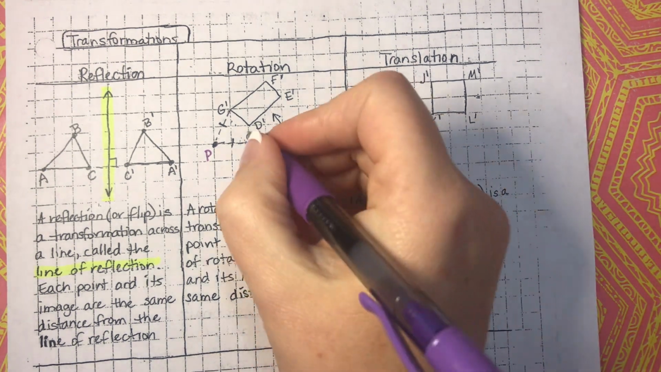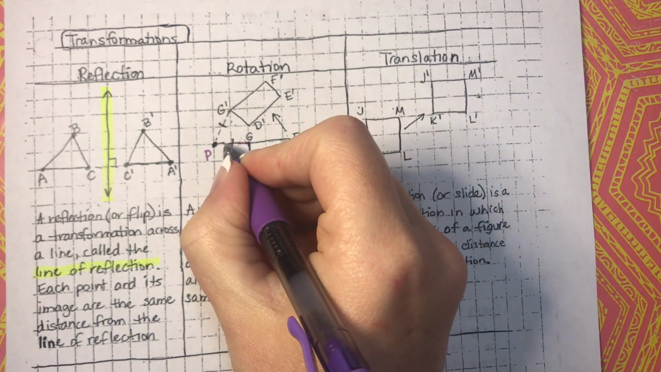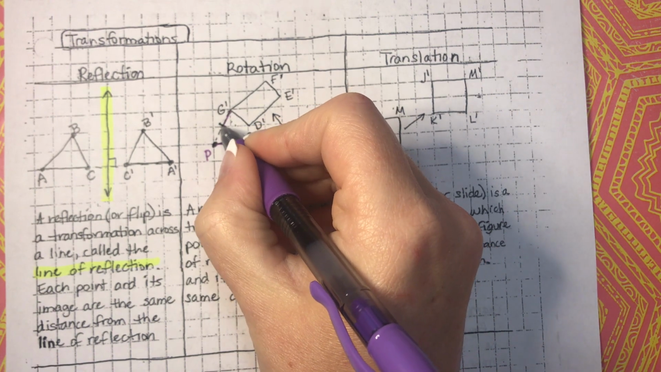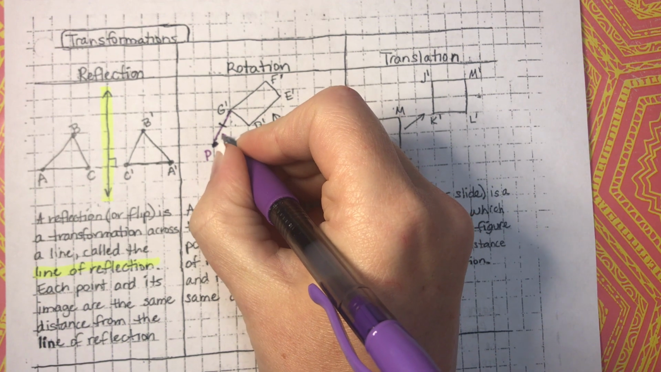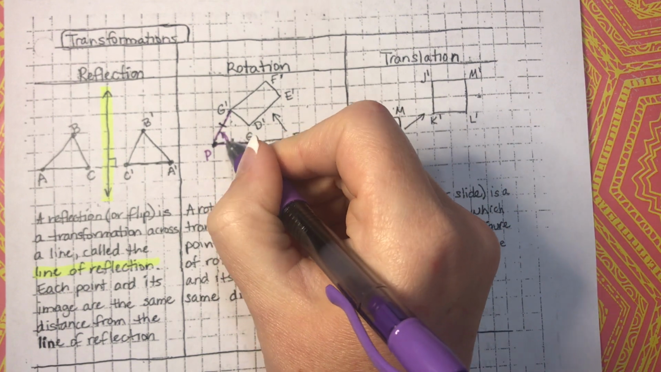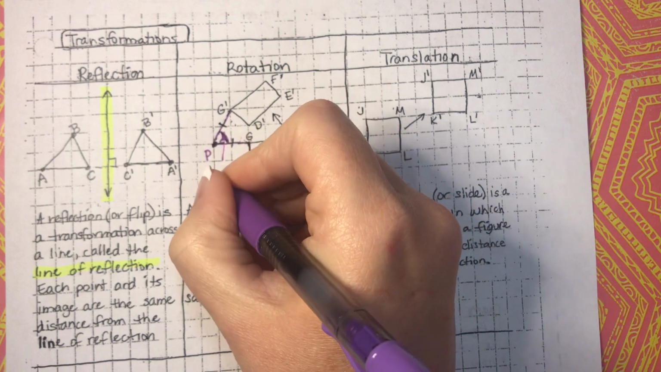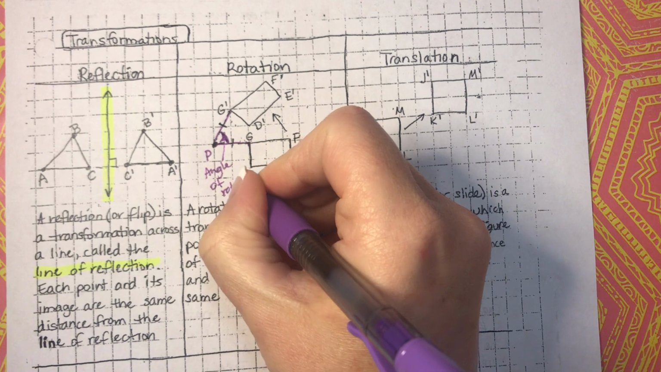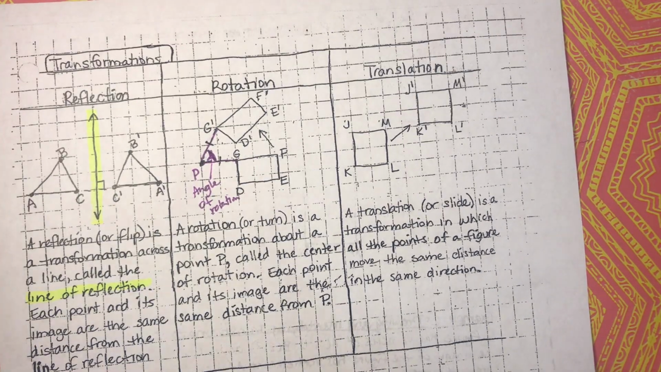A lot of times what you can do is draw a straight line from G to the point, and then go to where it rotates to, G prime, right there. This angle right here has a measure, and that is the angle of rotation. I'm going to point an arrow right there. Angle of rotation.